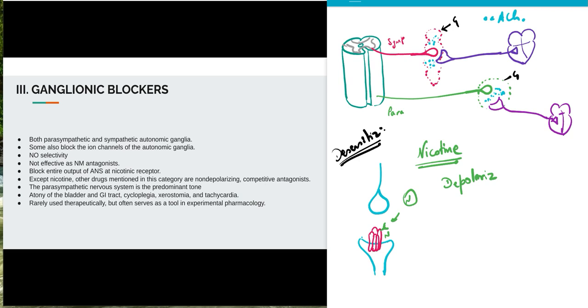Suppose someday you are giving somebody nicotine. Are you experiencing, or should you experience, the inhibitory effect directly? Definitely the answer is no. First you are going to get a stimulatory effect. Correct? First you are going to get a stimulatory effect, then you are going to get an inhibitory effect.